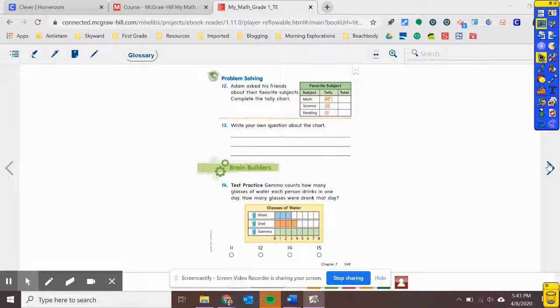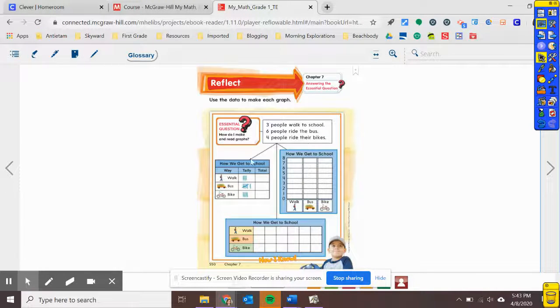And then finally, you have one more page. On the back here, the first thing you need to do is with this tally chart, you need to write the totals. Then you're going to make a bar graph using that information. And then you're going to come down here and make a picture graph with that same information.